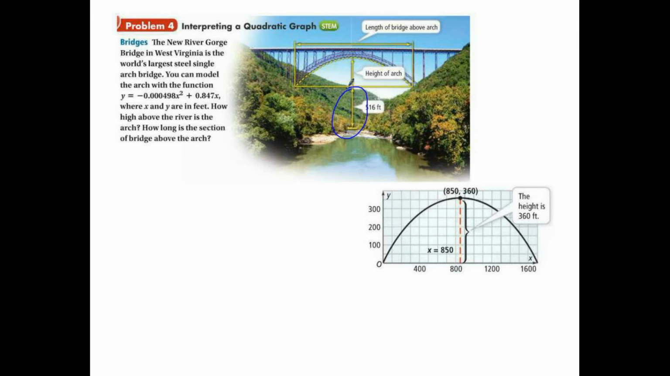516 feet is to there. But they want the height of the arch above the water. Okay, good, yeah. Look at the diagram over, so the graph here shows how high from the base of the arch to the top of the arch is. How high is that? 360 feet. And then the base of the arch to the water is 516 feet. So we have 360 plus 516 for a total of 876 feet.